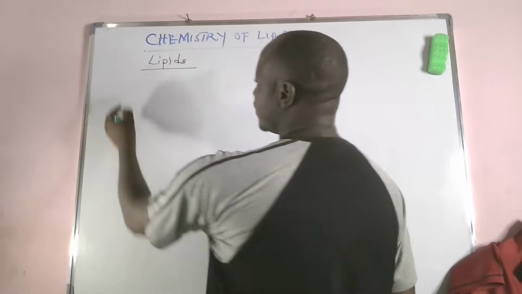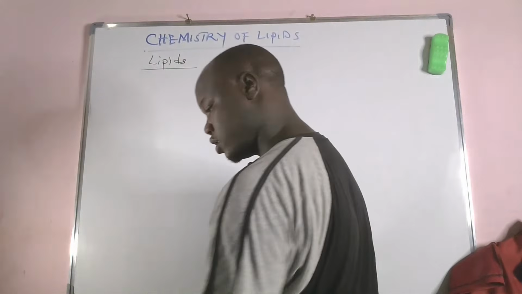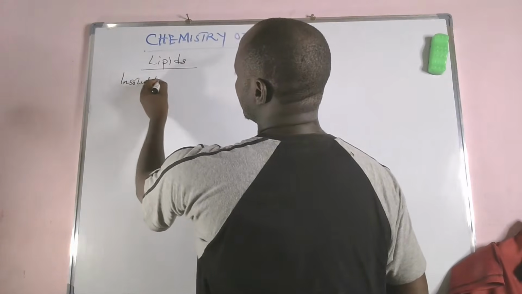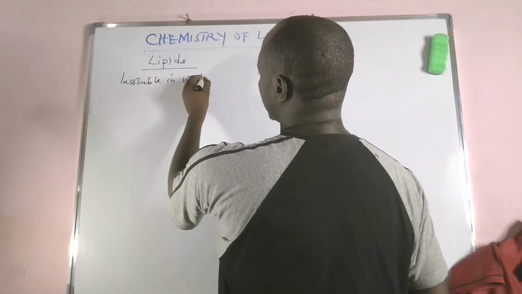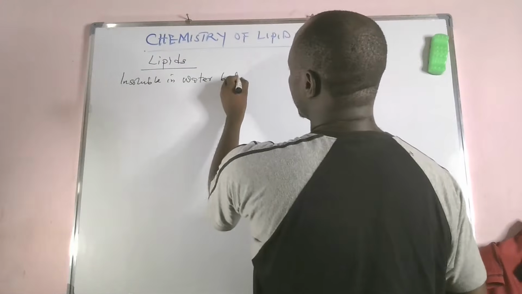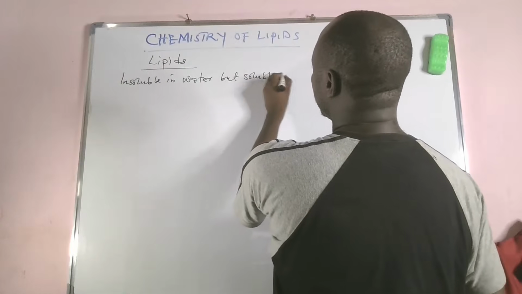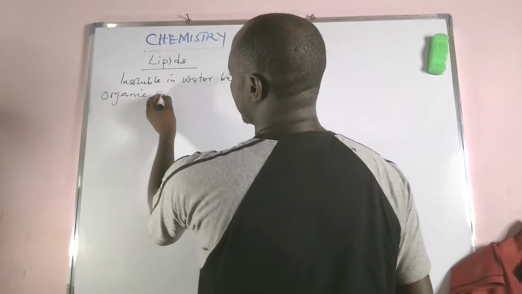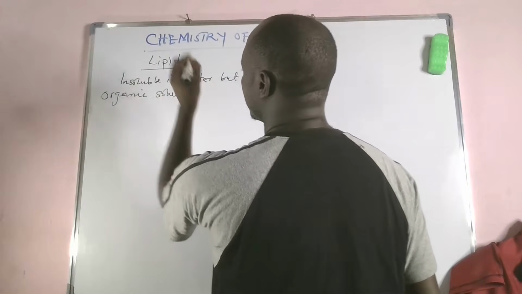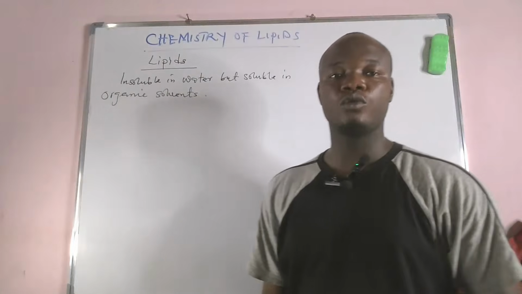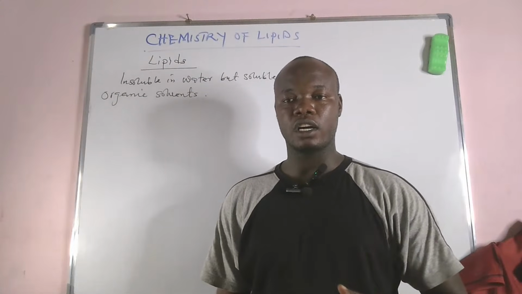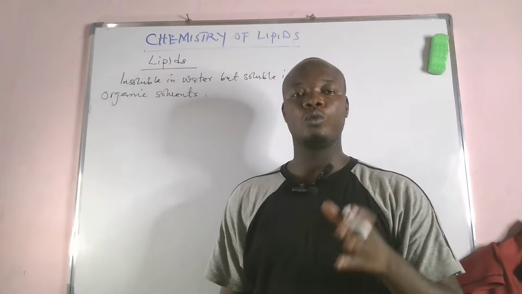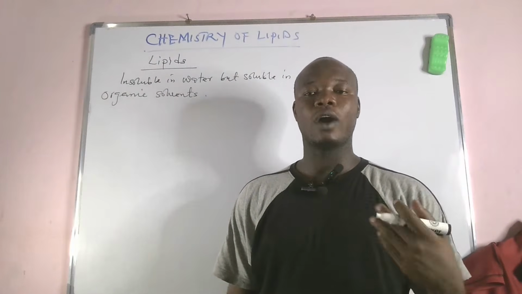So lipids generally are insoluble in water, but soluble in organic solvents. This is the best way to define lipid. So lipids are defined as a group of organic substances that are insoluble in water, but soluble in non-polar solvent, or you can call it organic solvent.